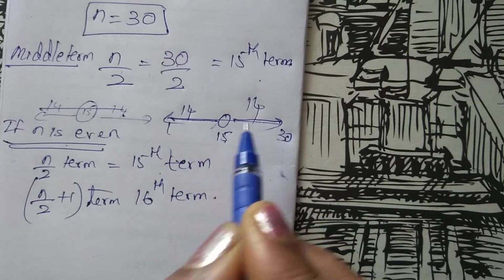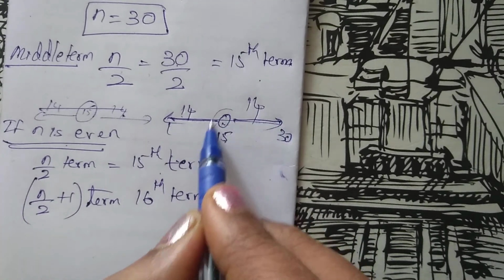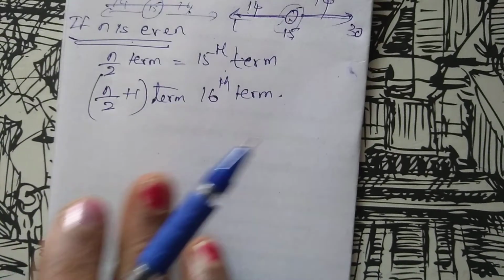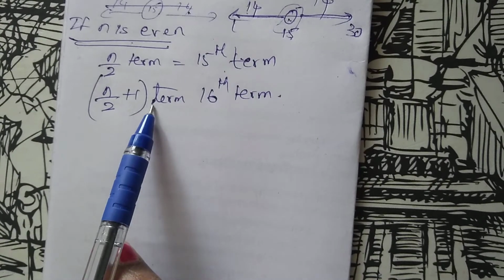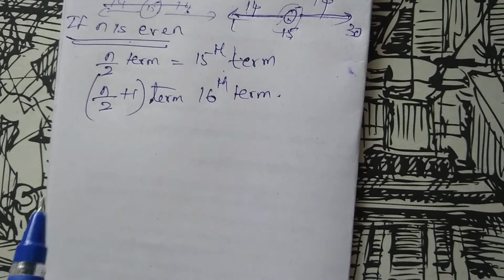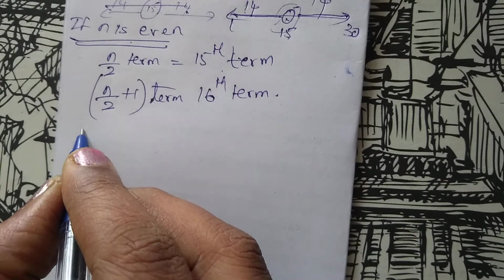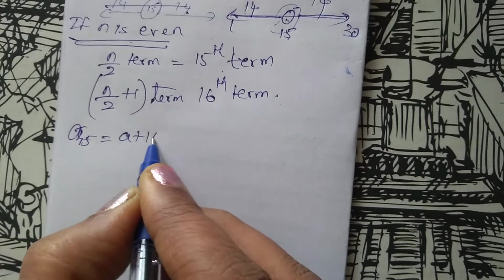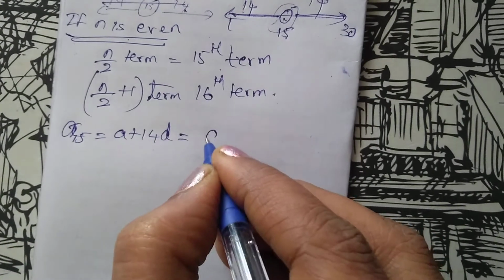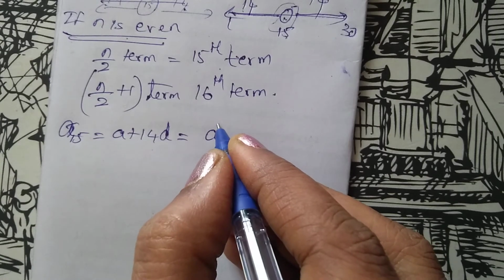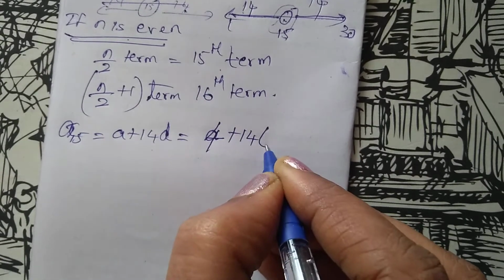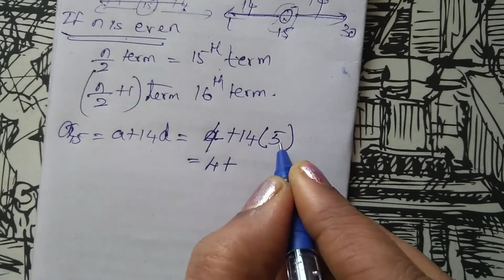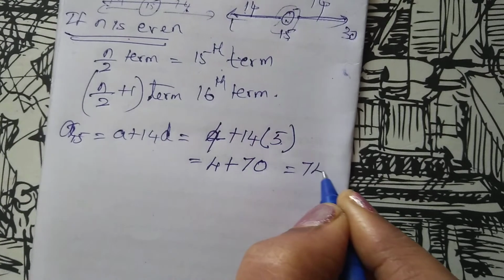After here 14 terms, 14 plus 14 is 28, plus 1 is 29 only you are getting. So whenever we have an even number, we find the n by 2 term and the n by 2 plus 1th term, both. So we have to find T15, that is A15, which is A plus 14D. A is 4, plus 14 into the common difference 5. So we have 4 plus 14 fives are 70, which is 74.